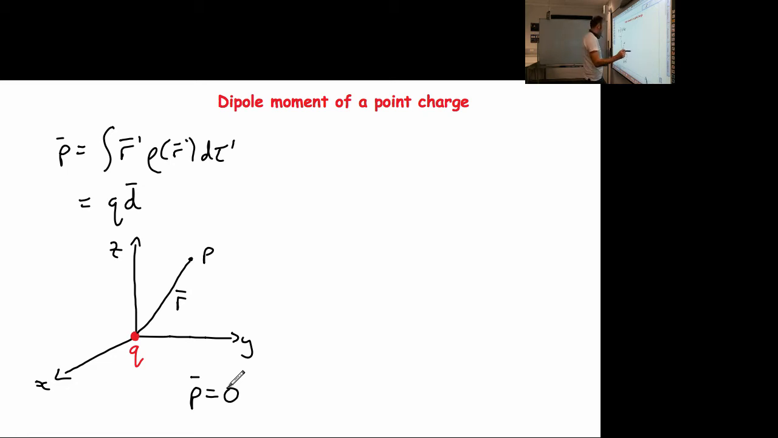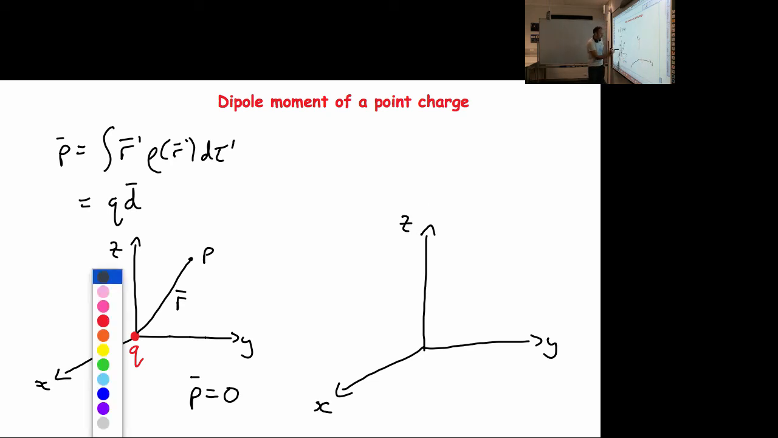Now what I want you to do is to consider a similar configuration. We have our three axes, x, y, and z. And now this time we're going to shift our point charge away from the origin. I'm going to locate it at some distance d away from the origin. So we've got some distance d between the origin and the point charge, and it's located on the y-axis.